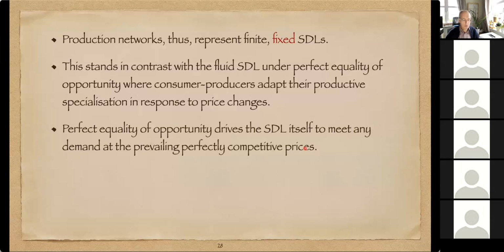Okay. So I do not have, for example, this thing of equality of opportunity driving changes, that you are able to respond to changes in the social division of labor in the production network. That's not in the production network itself.